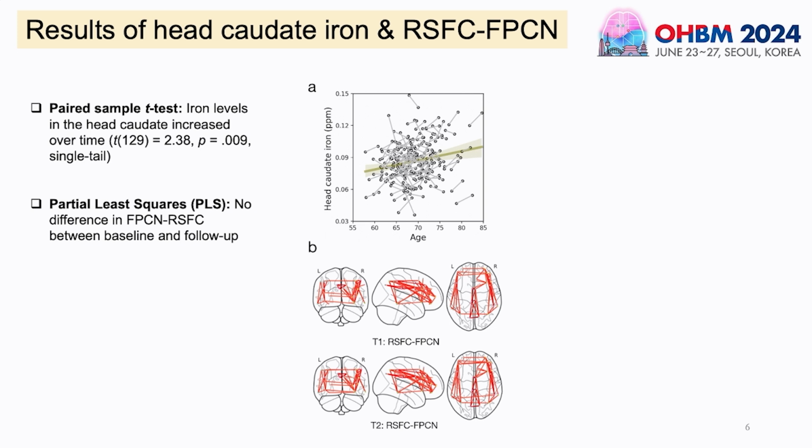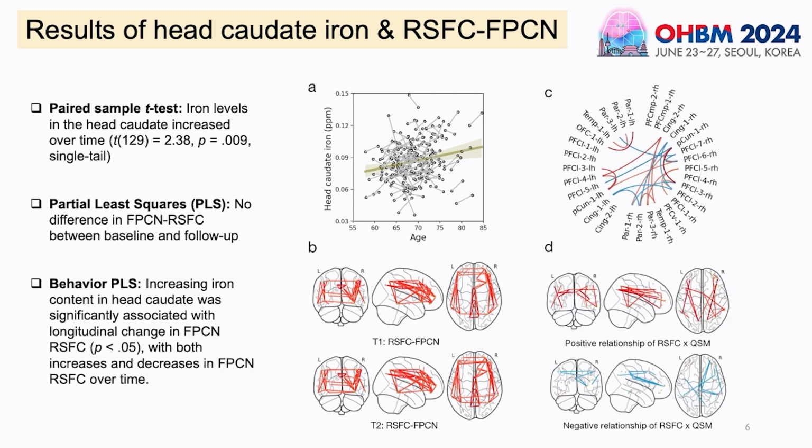So what we found, first of all, we observed that iron levels in the head of caudate increased over time, but there's no change in the frontoparietal control network. And more interestingly, we found that increasing iron content in the head of caudate was significantly associated with longitudinal change in the frontoparietal control network, with both increases and decreases in the frontoparietal control network.